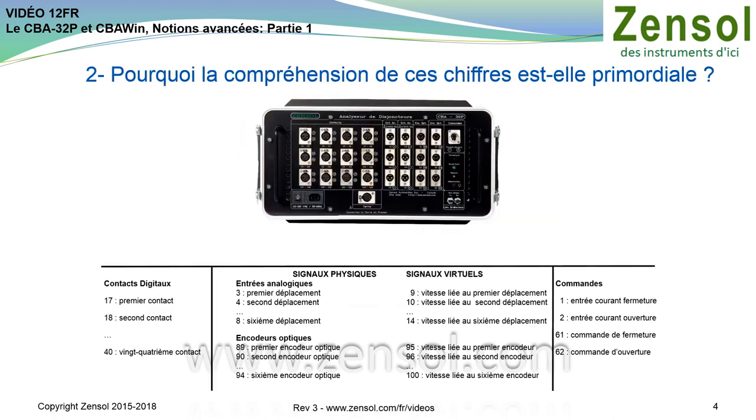Why is it so important to understand these figures? Before going any further, let's return to the famous software numbers we talked about in Module 3. You already know that each physical input is associated with a software number. For example, the displacement recorded on analog input 3 is a real physical signal. If you analyze this signal carefully, you can know the exact position of the moving contact at all times.